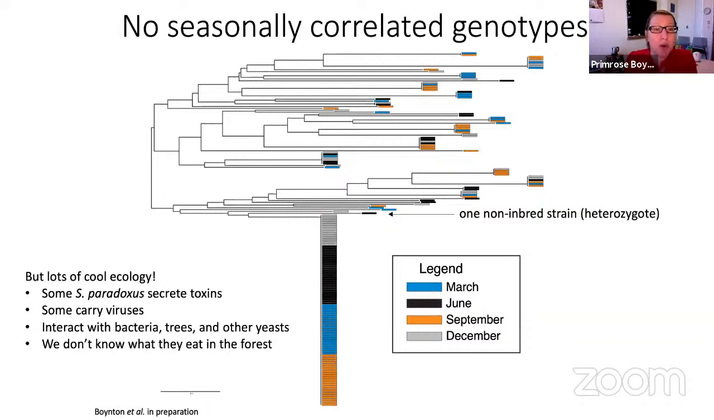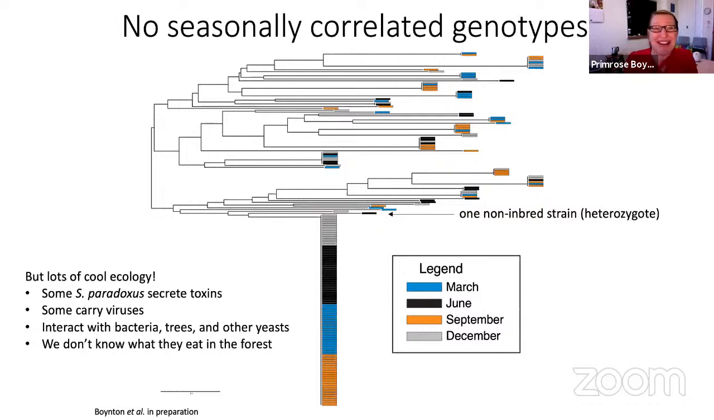And we found a lot of cool ecology that I don't have the time to tell you about, but I can answer questions about. Like some of them secrete toxins that will kill other Saccharomyces paradoxus. And some of them carry viruses that infect fungi. We found that they interact with bacteria and the trees and the other yeasts.